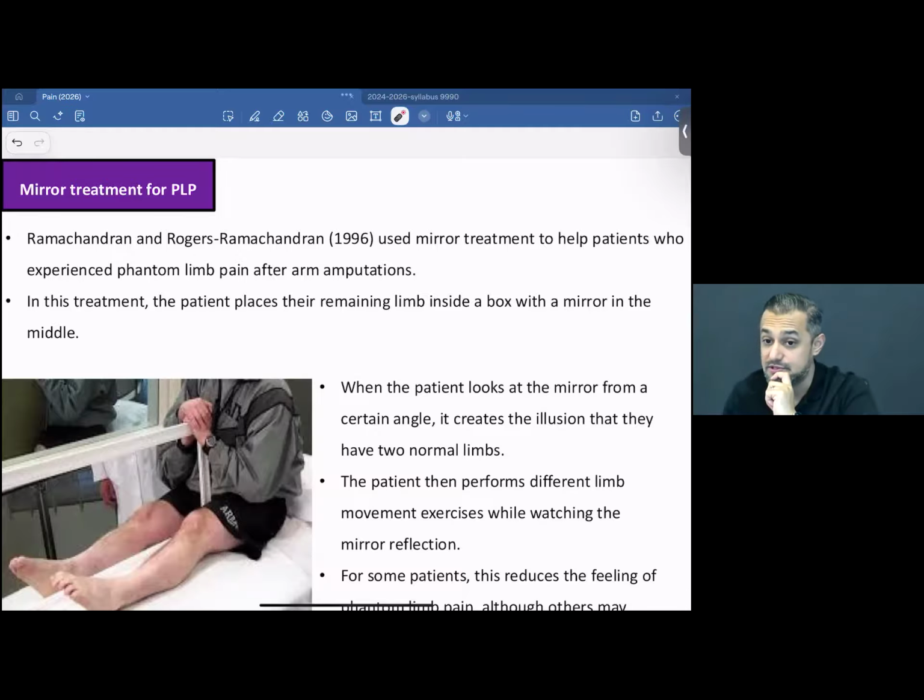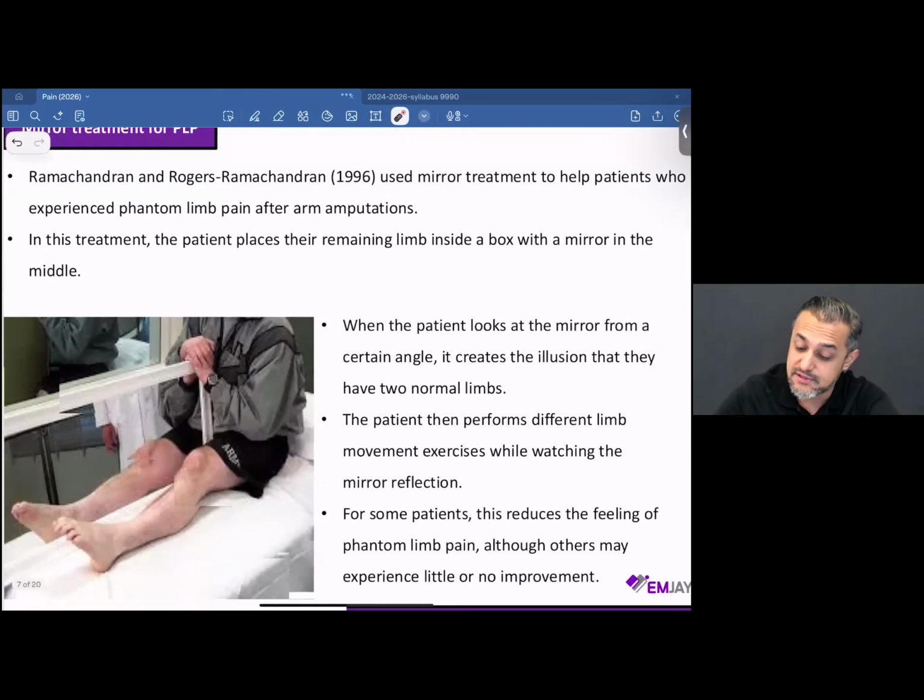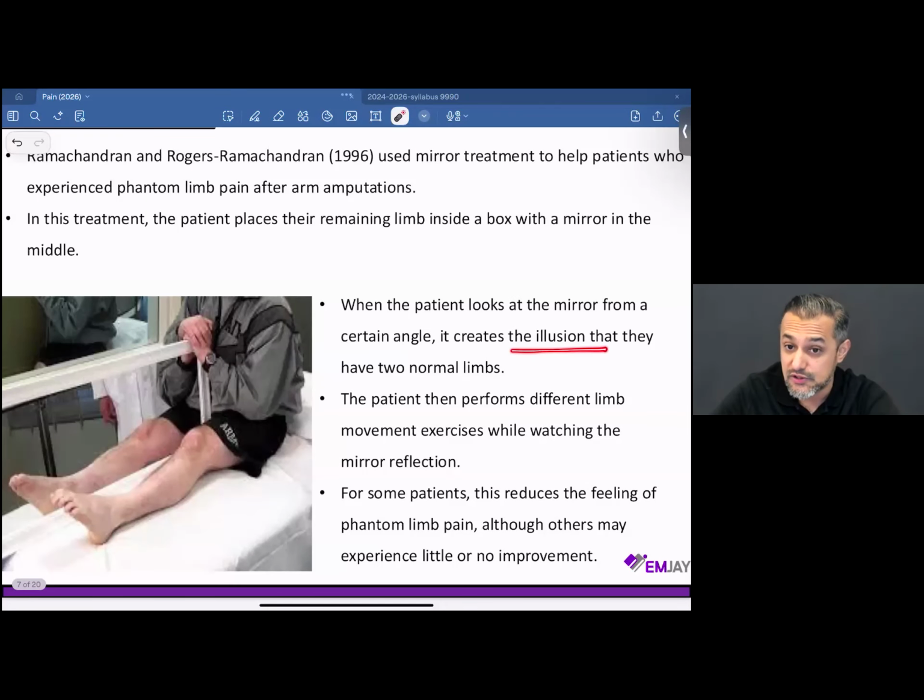through that example study, we'd see how it worked for this individual who's named as Alan, and it's a case study because we talk about a single individual here. So in this treatment, the patient places their remaining limb inside a box with a mirror in the middle. When the patient looks at the mirror from a certain angle, it creates the illusion that they have two normal limbs. The patient then performs different limb movement exercises, which you'd see in the example study that we have in the syllabus ahead, while watching the mirror or reflection.